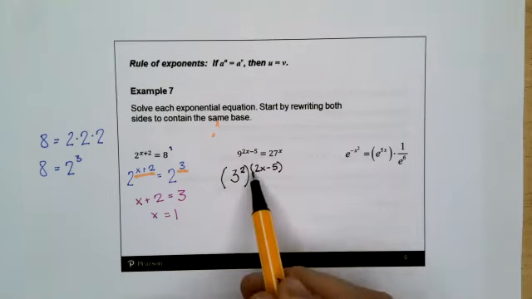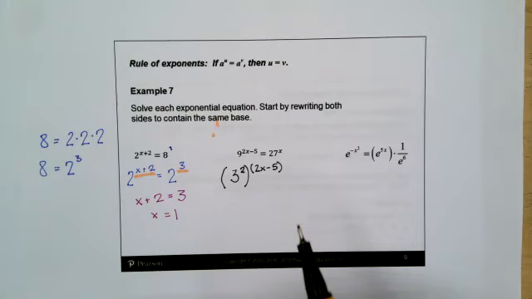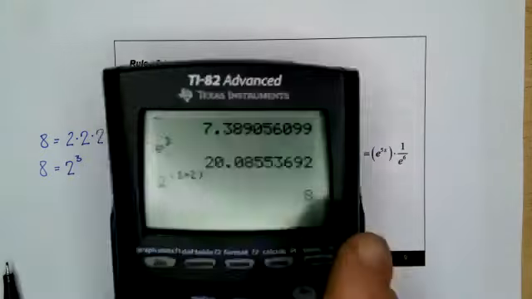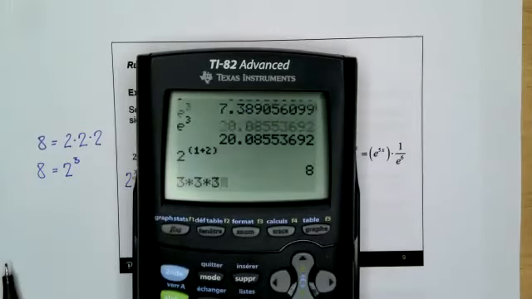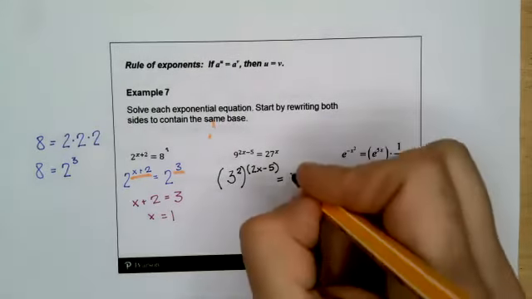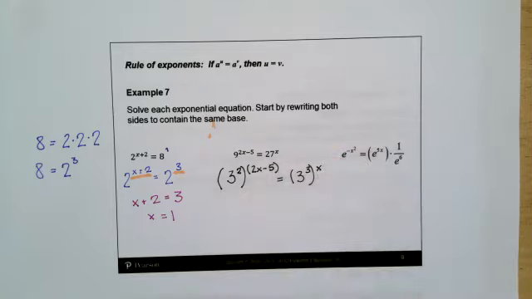Right? Instead of saying 9 to the power of 2x minus 5, we can say 3 squared to the power of 2x minus 5. Good. And 27 is 3 to the power of 3, right? 3 to the power of 2 is 9. 3 to the power of 3 is 27. So that becomes 3 squared to the power of 2x minus 5 equals 3 cubed to the power of x.